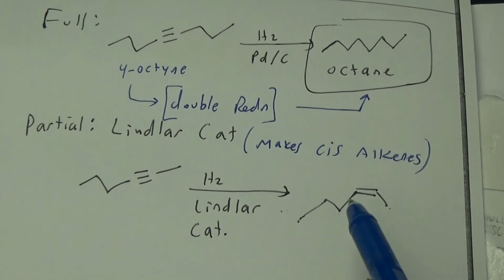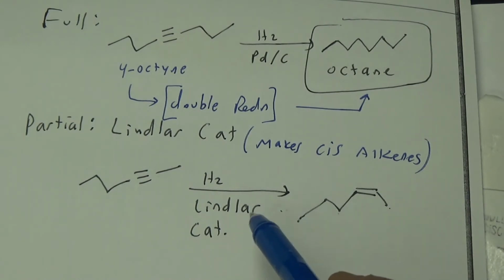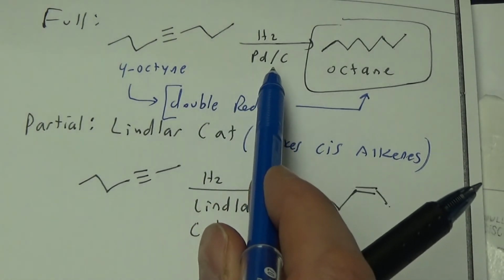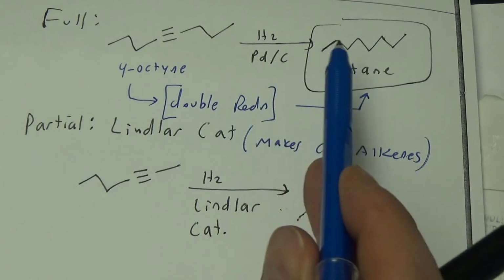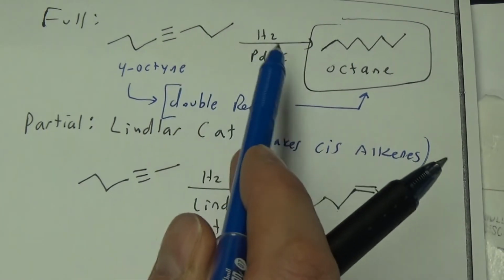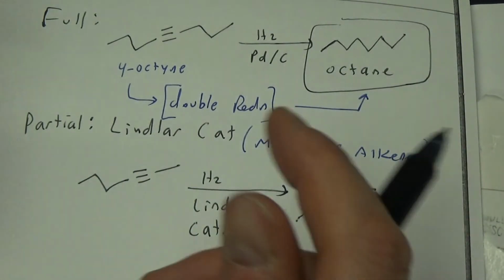The second reduction is a little more difficult, and so the catalyst just stops working after the first reduction. The good catalyst can easily add H2 once and then add H2 twice, and you get the alkane. Okay. So what is Lindlar catalyst?